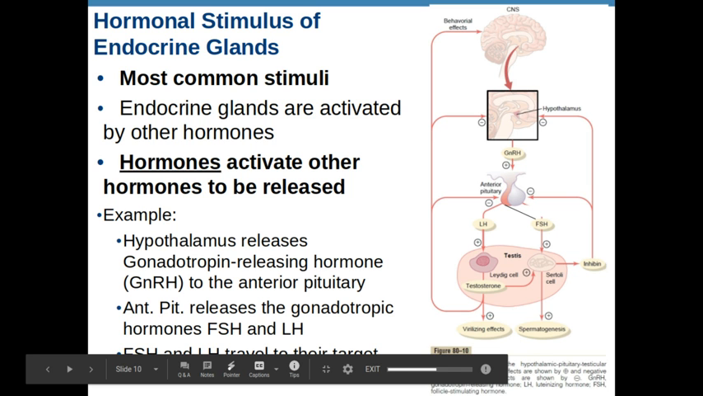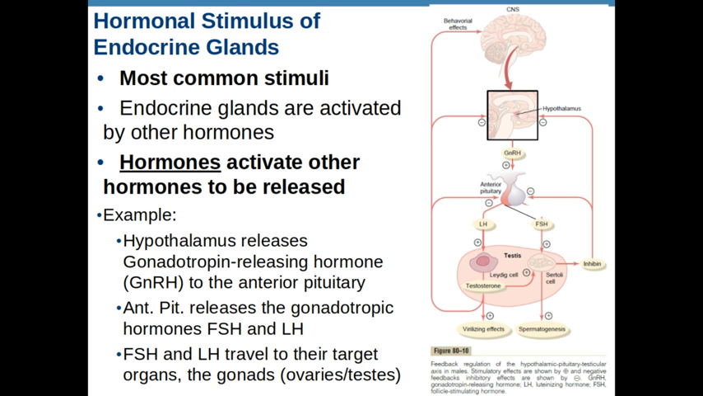So the most common way is through what's called hormonal stimulus of an endocrine gland. So we look here at an example to the right in the graphic, and this is where hormones are activated by hormones that have been released and have traveled to them.